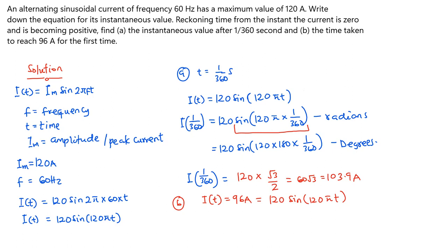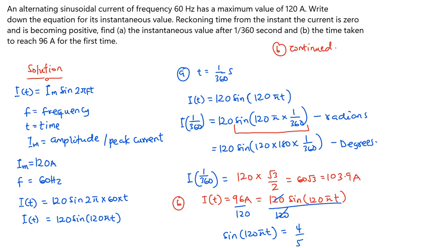To do this, first of all, I'll divide both sides by 120. Let's see what you're going to get. On the left hand side, you will have 96 on 120. That gives us a value of 4 on 5. So let me write this as sine of 120 pi t equals 4 on 5. I just rewrote it, changing the sine of 120 pi t to the left hand side, and the 4 on 5 to the right hand side. So let's simplify this and see what you are going to get.